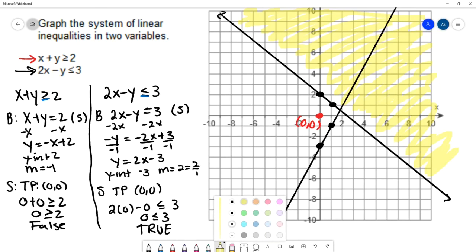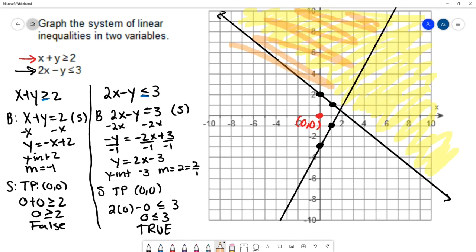When we have a true statement, we're going to shade on the same side of the line. So I'm going to pick a different color so that we can see the overlap. And I'm shading on the side of the line that contains the test point. You see how I shaded over the test point this time.